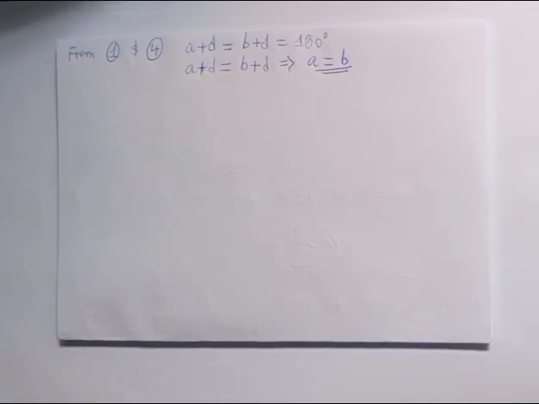Therefore, if two angles are vertically opposite, then they must be equal. Let's look at an example on this.